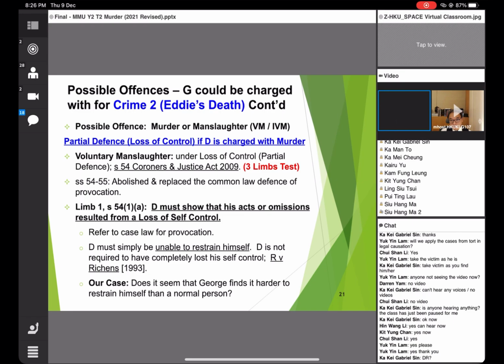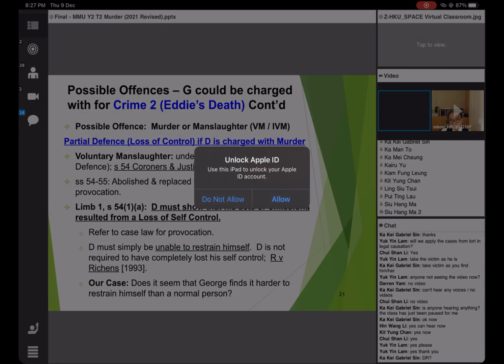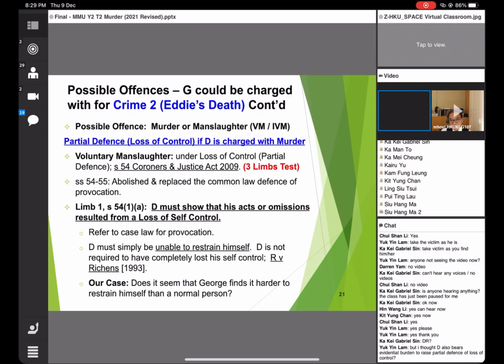Okay. Let's start with loss of control, partial defense. Voluntary manslaughter by loss of control is under section 54 of the Coroners and Justice Act 2009. And here, remember, it's a three-limb test. It's very important to remember it has three limbs. Under sections 54 to 55, basically, it abolished limb number 1.